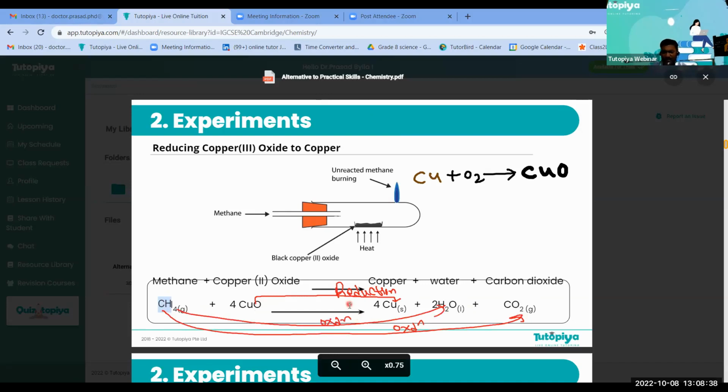So when you do an experiment, you come across various concepts. Here you understand what is combustion, what is burning, what is reduction, what is oxidation, what is a redox reaction. So what is a redox reaction?